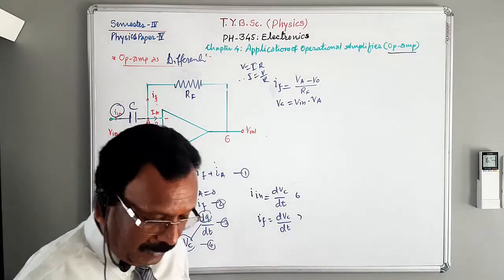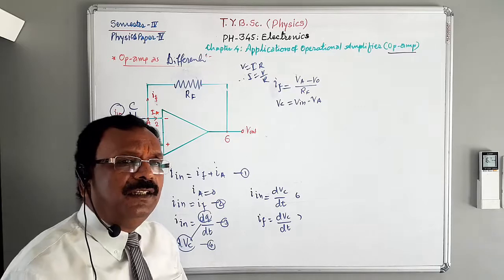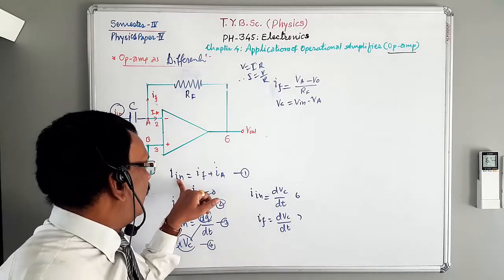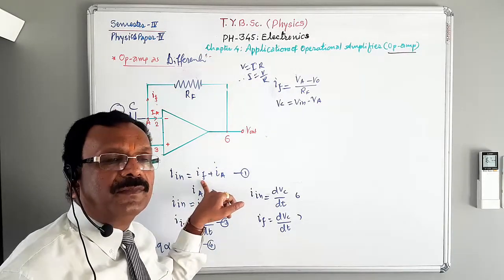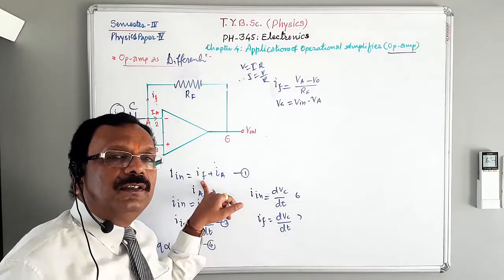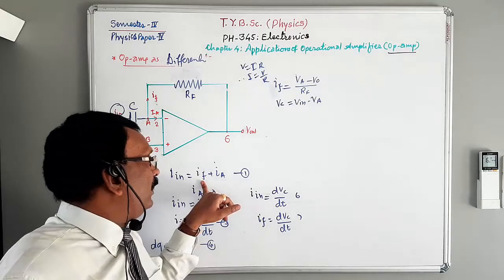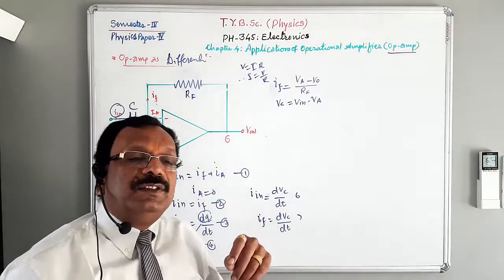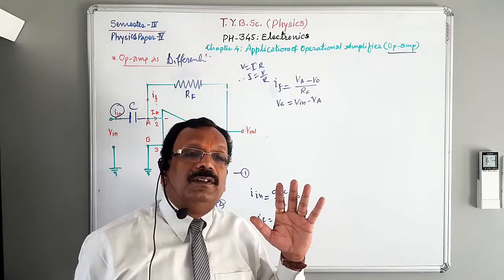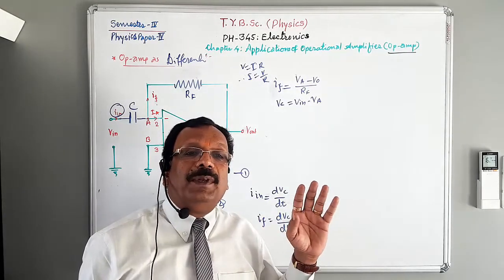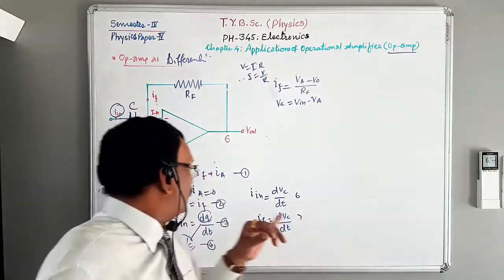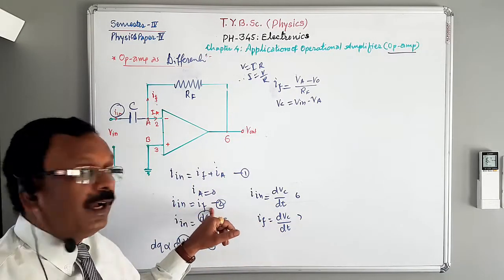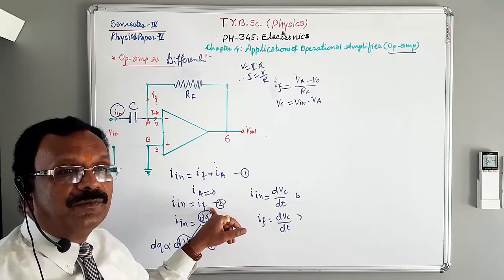Just let me repeat. See here, what I say from Kirchhoff's law: we write this equation, I_IN is equal to I_F plus I_A. But ideally, according to ideal performance or ideal parameters, there is no current flowing through the input terminal of the amplifier. Therefore, I_A is negligible. So when I_A is equal to 0, then I_IN is equal to I_F. Suppose this is equation 2.